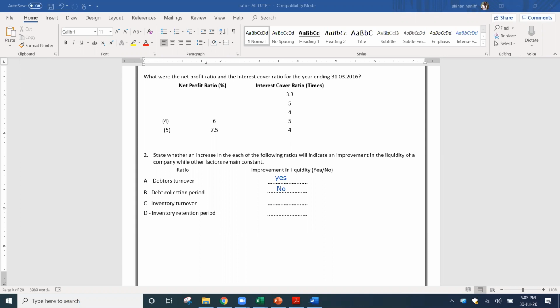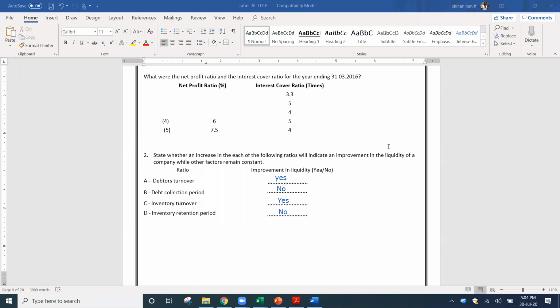Then the inventory turnover: the number of times inventory becomes cost of sales. That will be yes. If you are selling more stock, your liquidity will increase. And the retention period, no. An increase in the retention period doesn't impact liquidity.